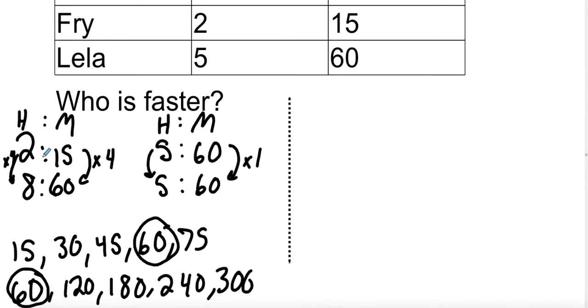So now let's say hypothetically that Fry and Leela had to run 60 miles each. It actually took Fry longer to run those miles. So I would say that Leela is the faster runner.